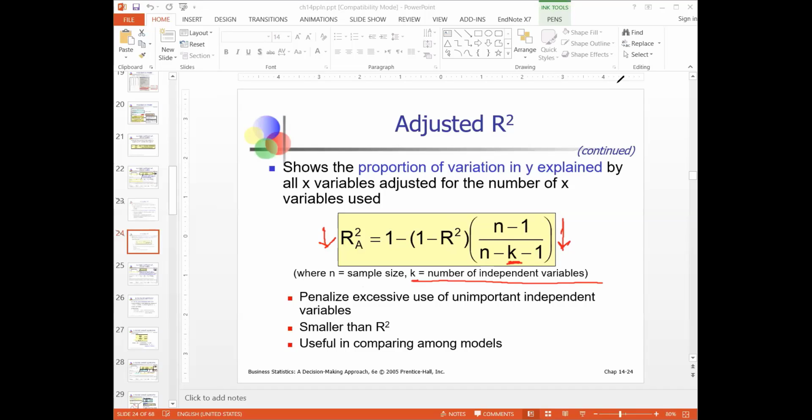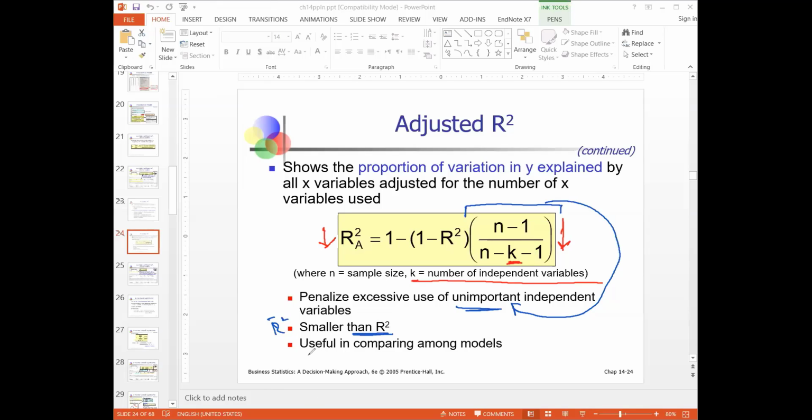So this portion is the penalizing factor. This diagram shows the proportion of variation explained in y, that is R square, and adjusted for the number of variables. The more variables which are unimportant, the smaller will be the adjusted R square. So adjusted R will be smaller than R square.